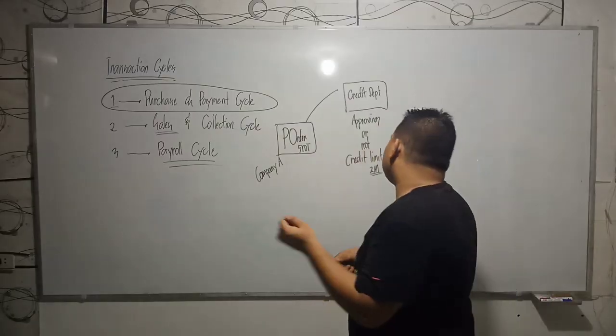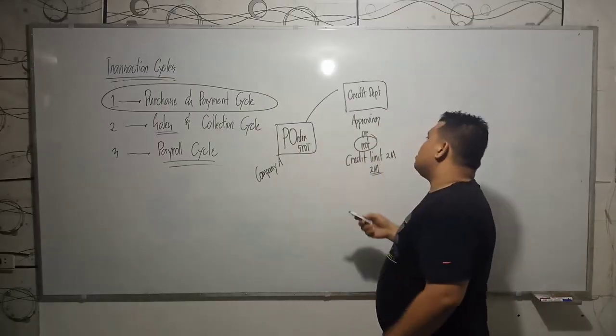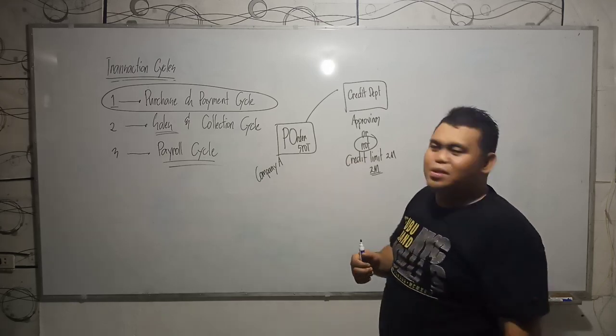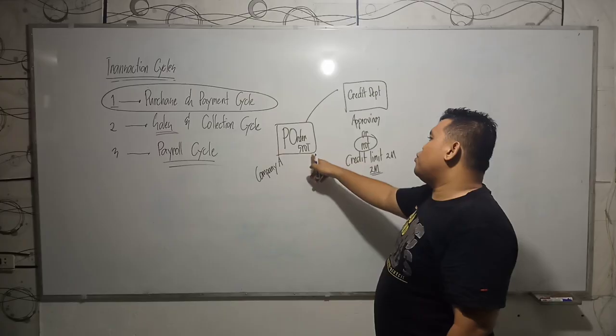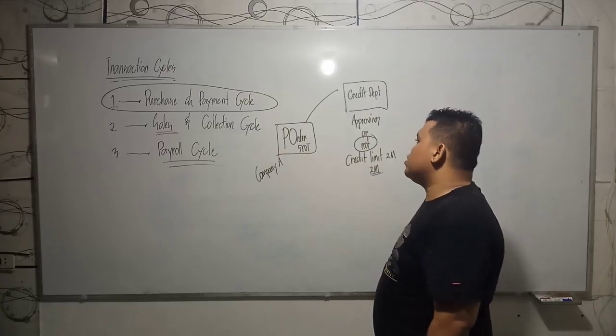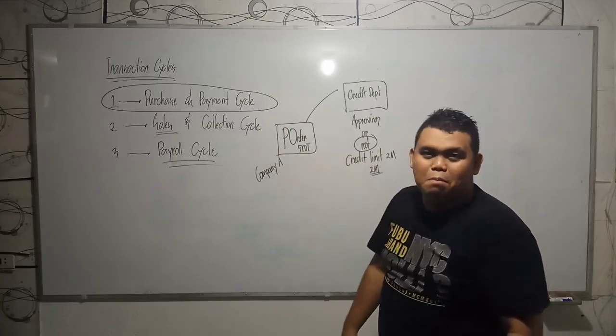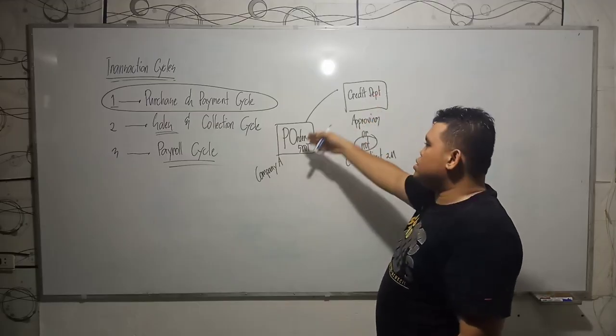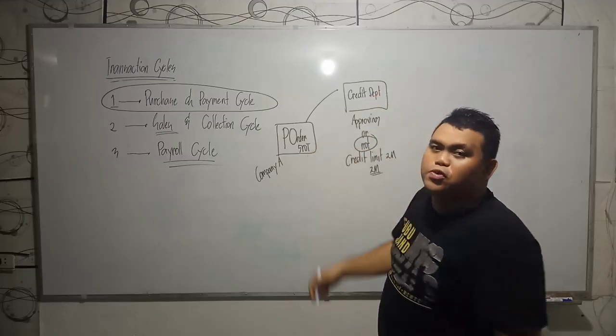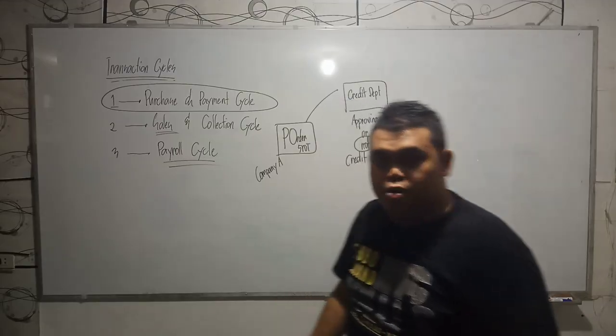So what will happen is, the credit department will not approve the purchase order and will tell company A, pay first before we grant your purchase order some items. Okay? So normally, the purchase order will still be approved by the credit department.